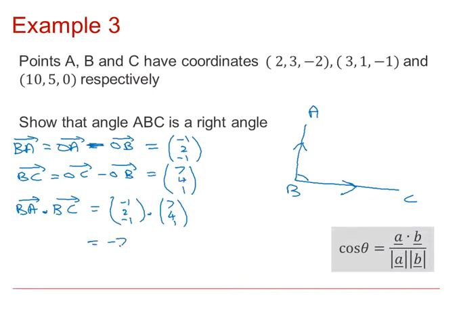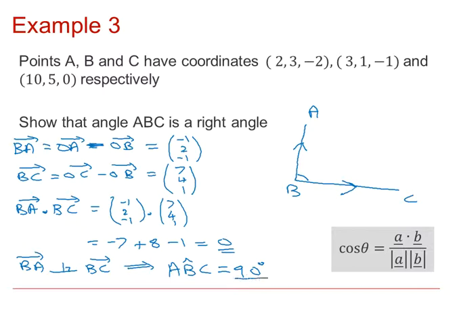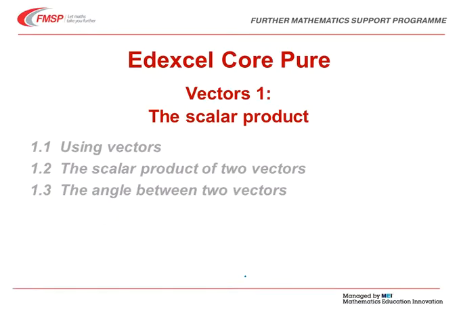That is minus 7 plus 8 minus 1, which is 0, which tells me 2 things. It tells me that BA, the vector from B to A, is perpendicular to the vector from B to C, and if they're perpendicular vectors, the angle ABC must be 90 degrees, as required. So that brings us to the end of vector 1, the scalar product.